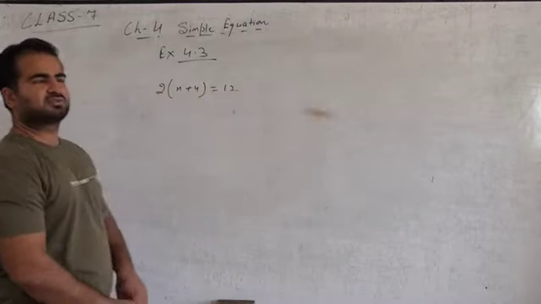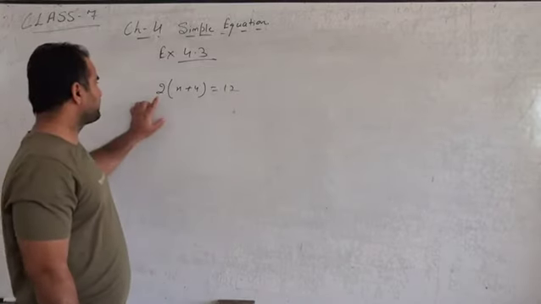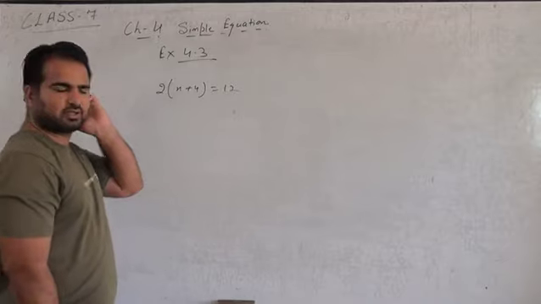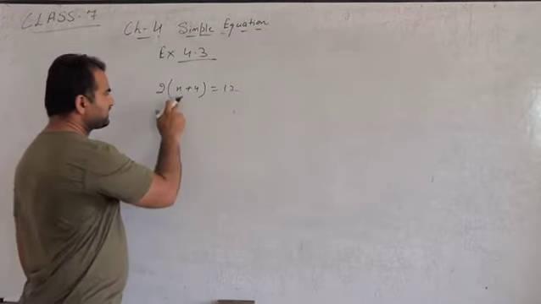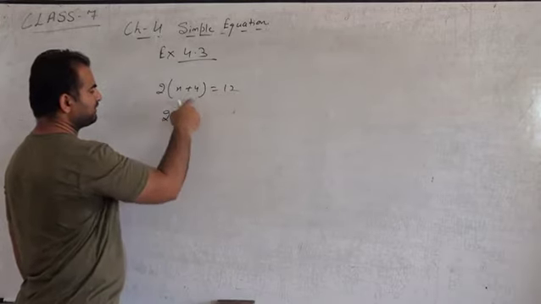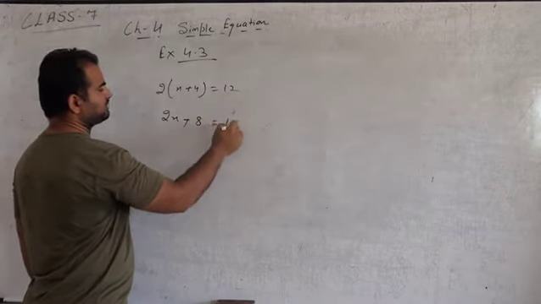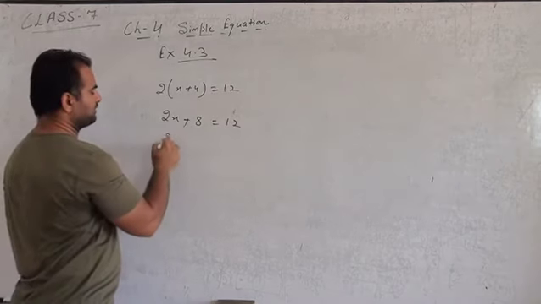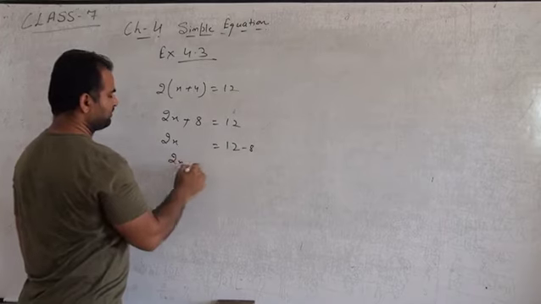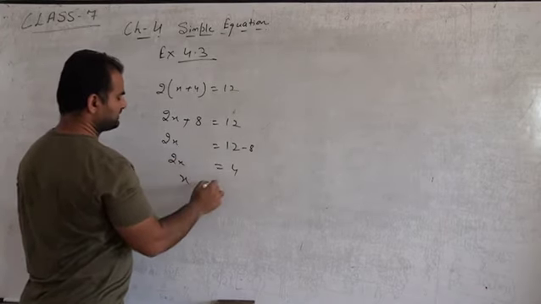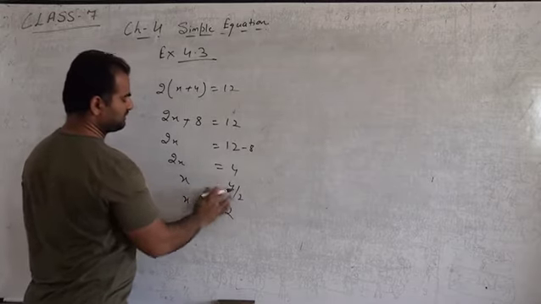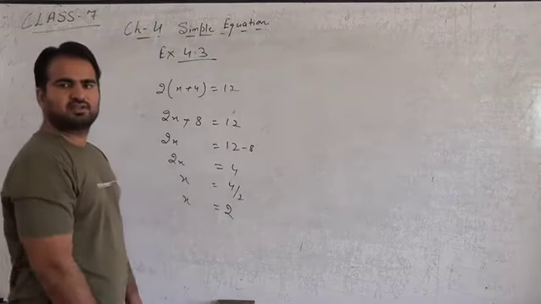Okay. So listen class, what we have to do is multiply this by both of these terms. So what will be 2 multiplied by x? It will be 2x plus 2 multiplied by 4, which is 8, equals 12. So now 2x is equal to 12 minus 8. 2x is equal to 4. x is equal to 4 by 2. x will be 2. This is your answer. Isn't it easy?